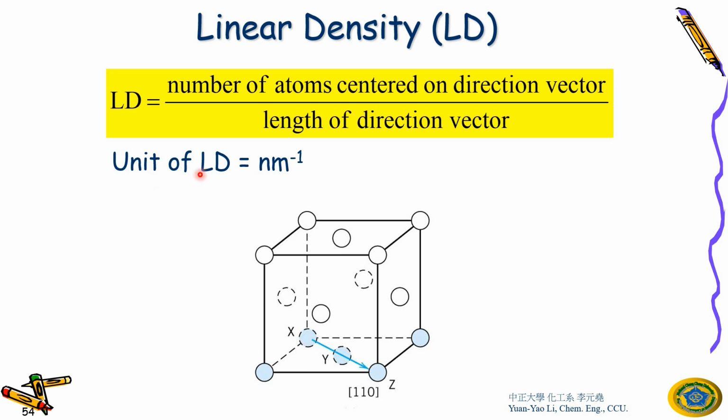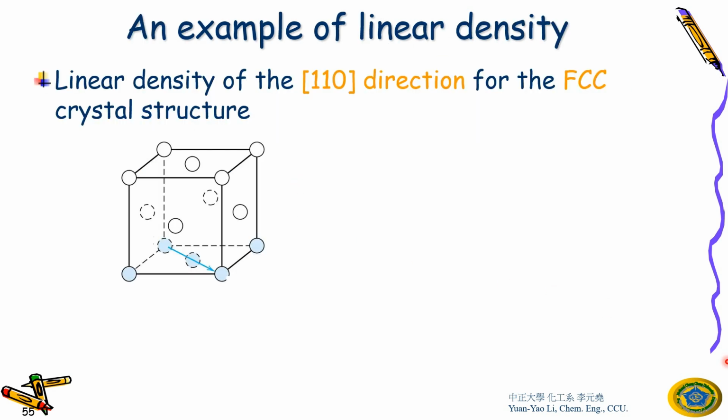So the unit of the linear density: the numerator is a number, right? So there is no unit. And then the denominator is the length of the direction vector, so it will be the unit of length. Let's say that we use nanometer. So the unit of the linear density will be the reciprocal of the nanometer. Okay, so let's take this as an example. The square bracket 110 direction for the FCC. You want to find out the linear density. So can you do this for me?